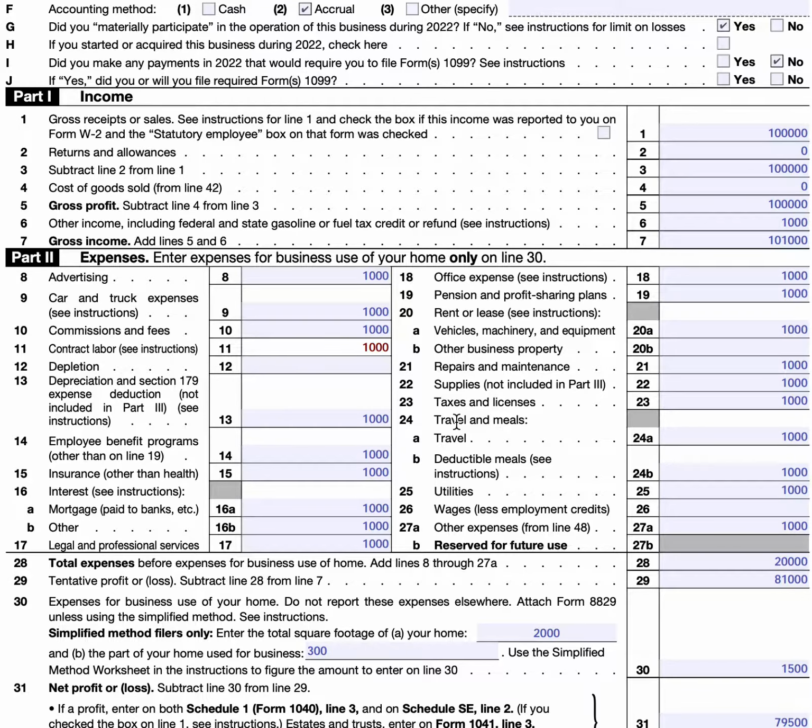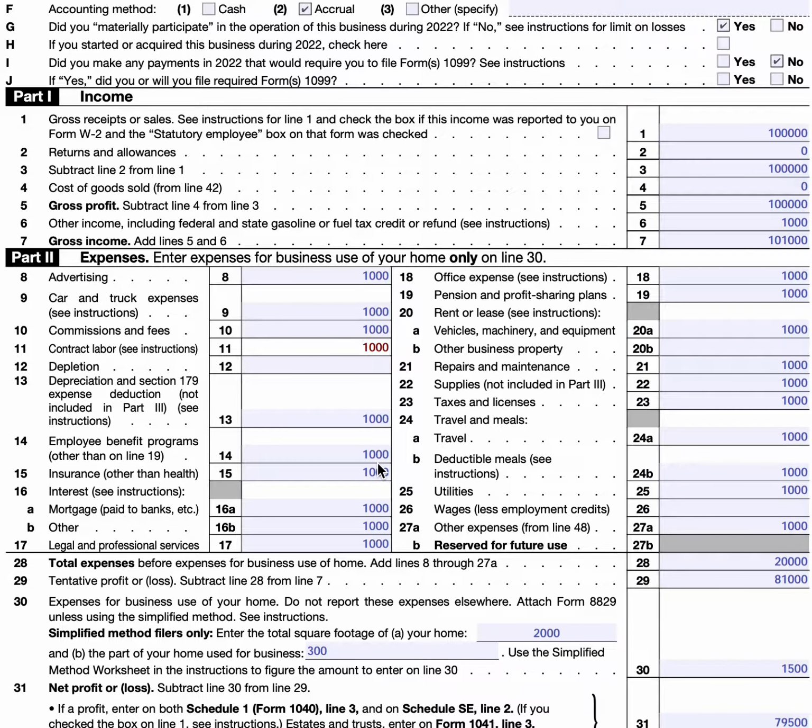In line 15, you're going to enter any insurance costs besides health insurance. So this would be like employee accident and health insurance would be under line 15. So any other type of insurance policies, you would put those premiums in line 15.